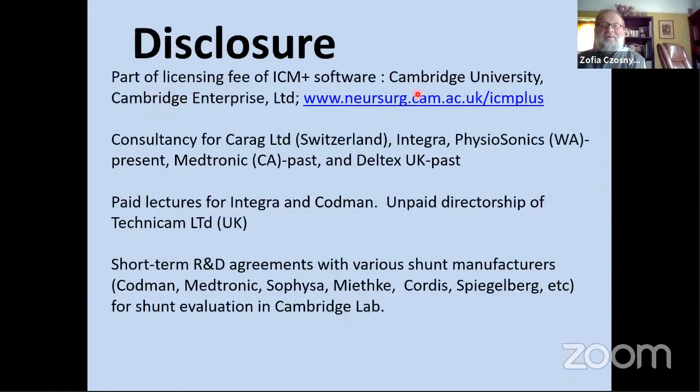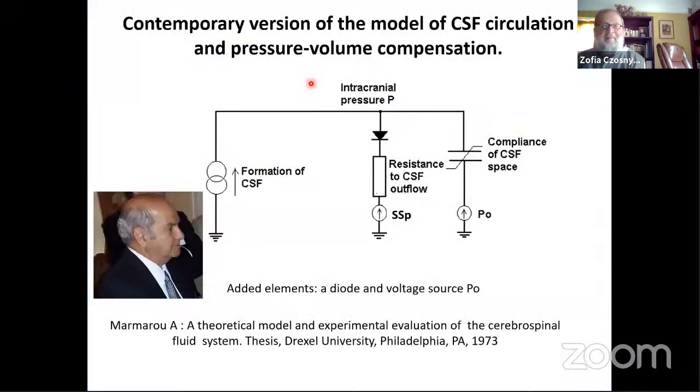First, disclosure. Disclosure is a main part. I have a share in the licensing of the software ICM Plus we are using for brain monitoring. An example of this monitoring will be shown during this seminar. We need to start with a short repetition of CSF dynamics.